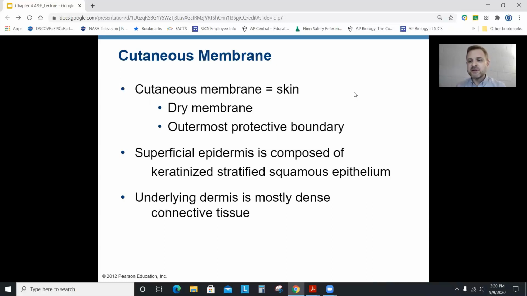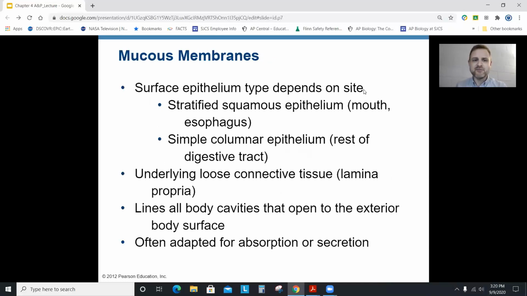The underlying tissue underneath your epidermis of the cutaneous membrane is called dermis, which is mainly made of dense connective tissue. We discussed that briefly back in chapter 3. The different types of dense connective tissues were ligaments, tendons, and then your dermis underneath your epidermis.